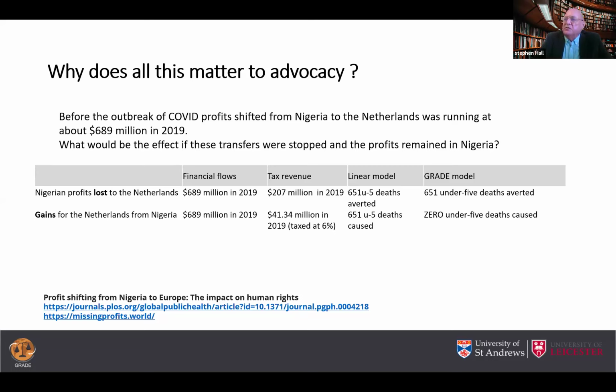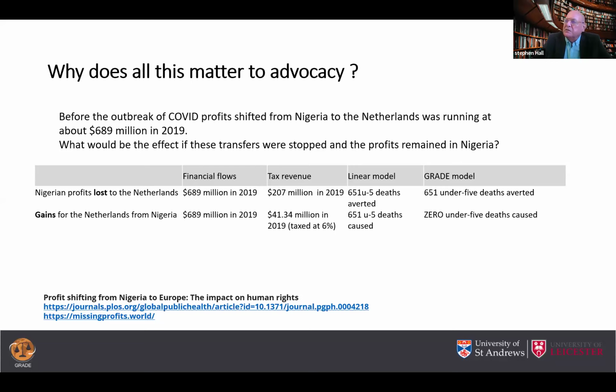Those profits were being shifted essentially because the international financial system allows companies to move their profits to wherever is most effective for them. And the Netherlands charges a relatively low rate of corporation tax on profits shifted into the Netherlands. And so the question is, what would happen if that 689 million was actually given back to Nigeria and they were allowed to tax it themselves?